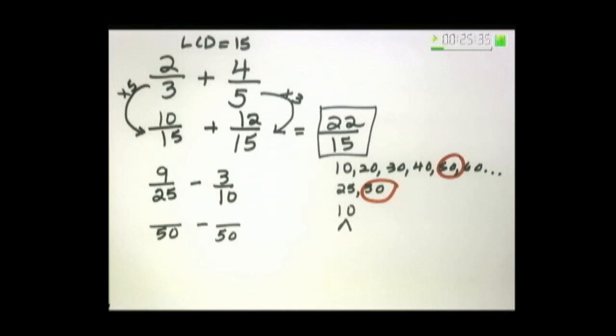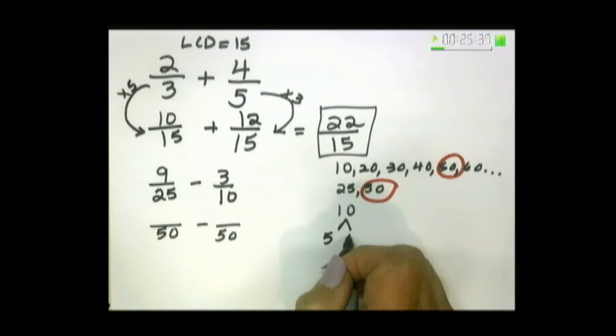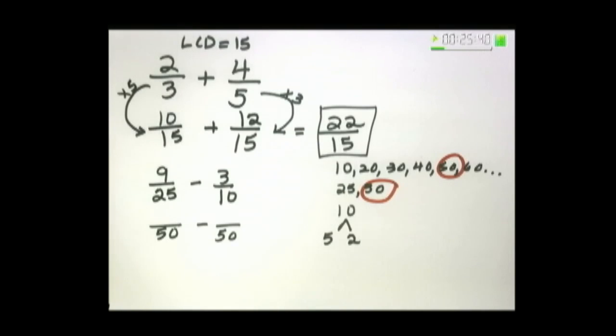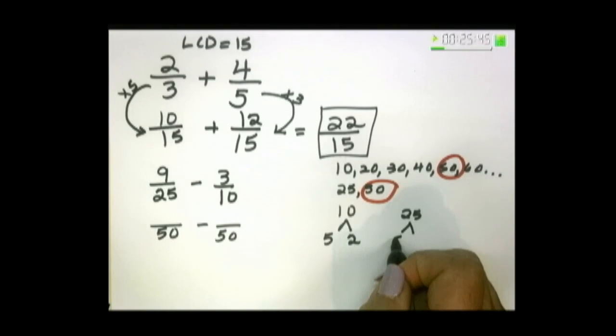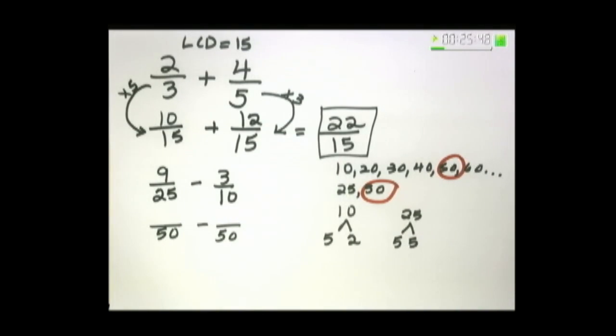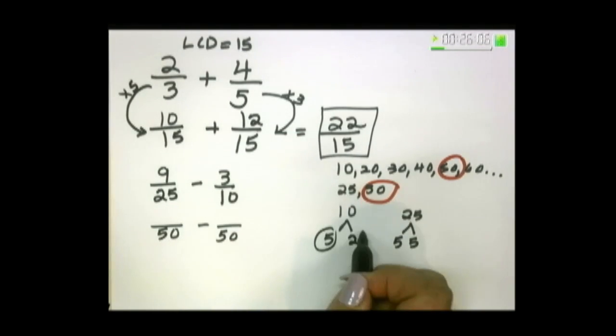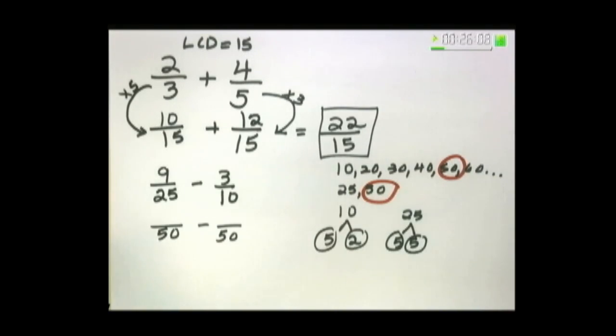10 is 5 times 2. Both 5 and 2 are prime, so we're going to stop right there. 25 is 5 times 5. Okay? So when we look at all the possible factors, because your LCD represents all the factors of both denominators, but the greatest number of times that any one denominator appears. Okay? So if you look at your prime factorizations, 10 is 2 times 5 and 25 is 5 times 5.